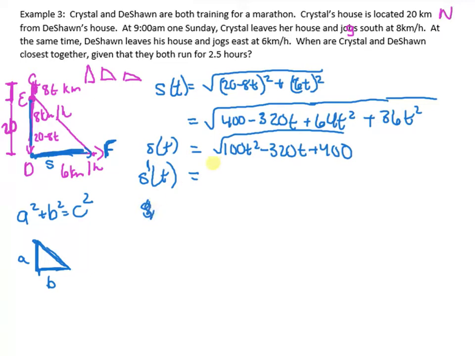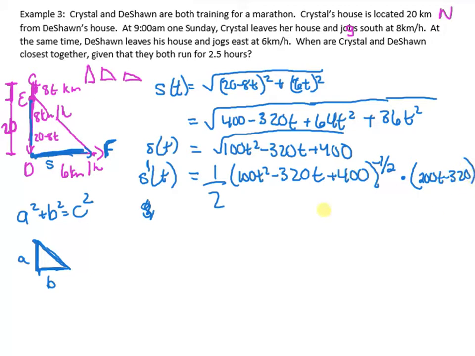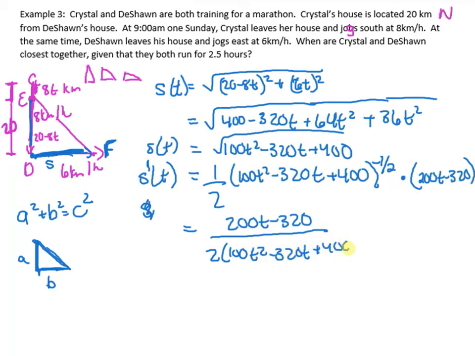Now let's find the actual derivative. We can rewrite this with an exponent of 1/2. So we get 1/2 times 100 t squared minus 320 t plus 400 to the -1/2, times the derivative of what's inside. So I get 200 t minus 320. Let's rewrite that: 200 t minus 320 on the top, and 100 t squared minus 320 t plus 400 to the 1/2 on the bottom.